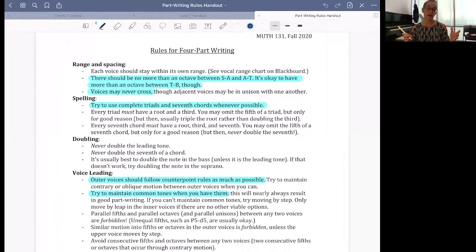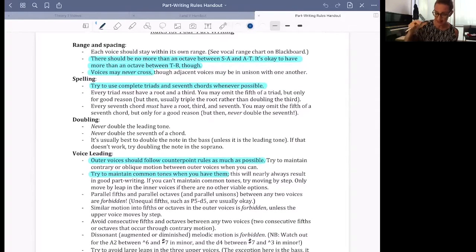Now, this part writing handout is going to be applicable for all of the part writing we do all semester, and that's going to include when we start adding sevenths to chords, when we start adding new chords in, so we're not always just going to write with 1 and 5, right? We're going to start adding new people in, and some of these rules are more applicable to those situations. So I went through and just highlighted what I want you to focus on right now, between now and class on Wednesday, and even through Friday, because we're only dealing with 1 and 5.